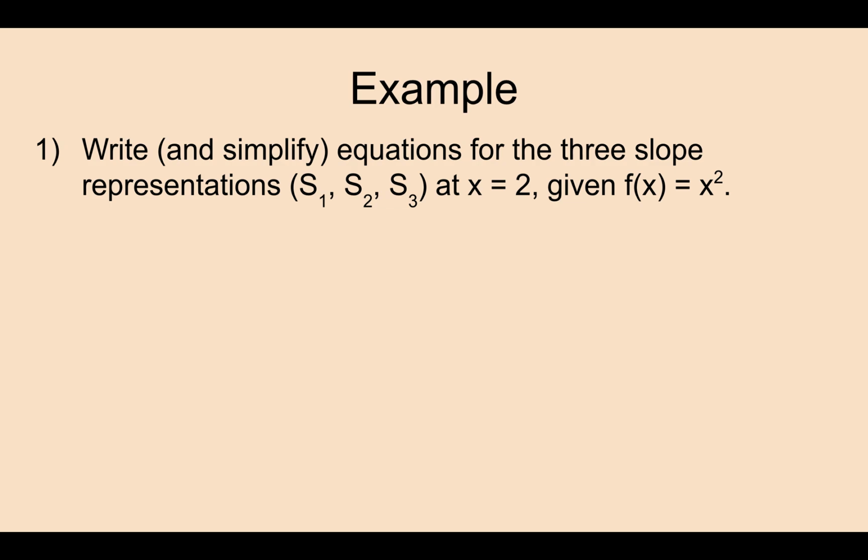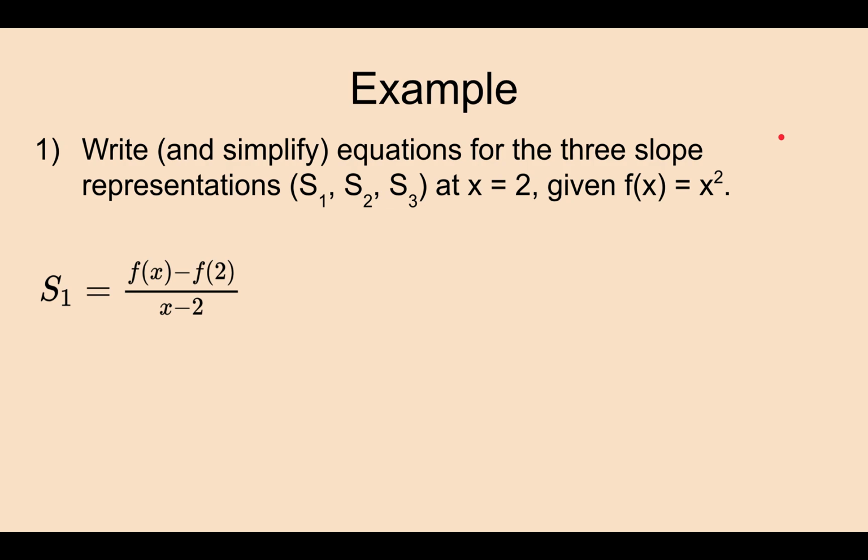So I want to write and simplify equations for the three slope representations, right? Given that here's my point, x equals 2. And again, that'll be used for the first representation and then the second, but not the third, because remember, the third was a variable x and then a variable delta x. Okay, and now here's my function. All right, so let's do our first representation.